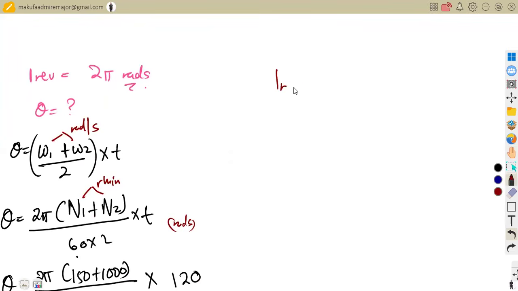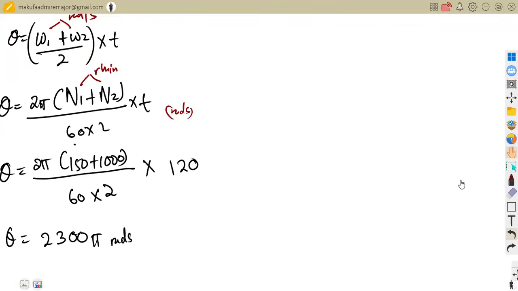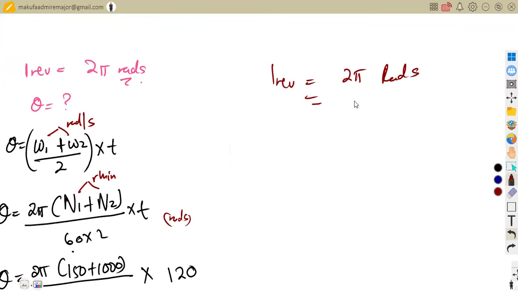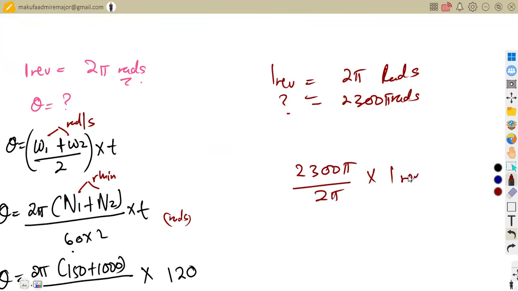And each revolution is equivalent to 2 pi radians. So 2,300 pi is equivalent to how many revolutions? We do not know. So that will be this over this: 2,300 pi over 2 pi times 1 revolution. There we're going to tell how many revolutions you are going to have at the end.